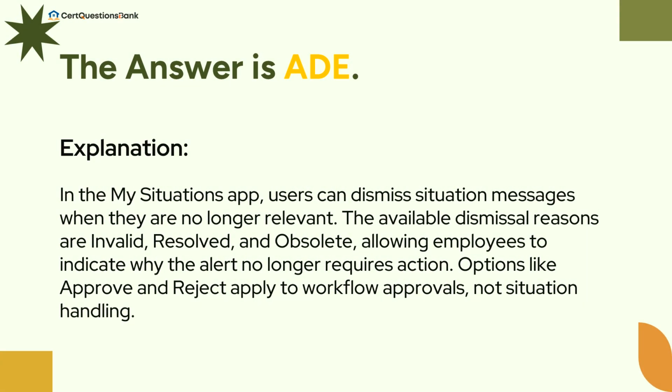The answer is A, D and E. In the My Situations app, users can dismiss situation messages when they are no longer relevant. The available dismissal reasons are invalid, resolved, and obsolete, allowing employees to indicate why the alert no longer requires action. Options like approve and reject apply to workflow approvals, not situation handling.